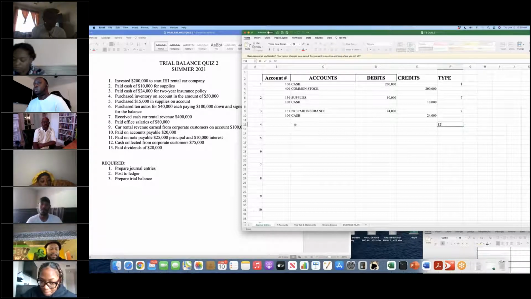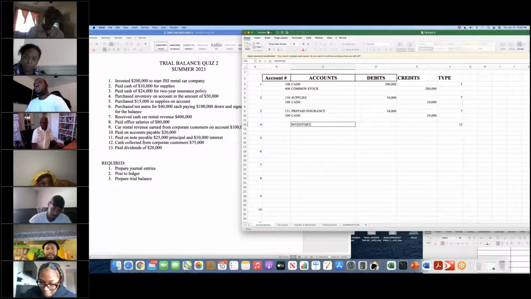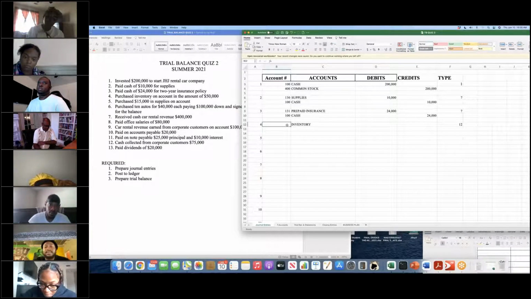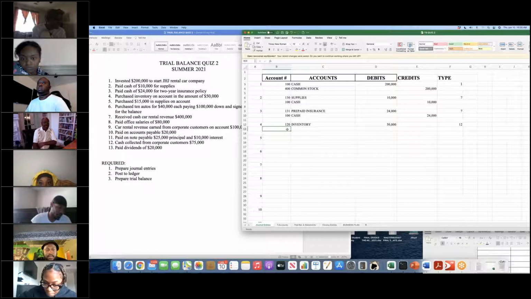What do we have in the 12? The asset purchase, right? What did we purchase? Inventory. What's our account number for inventory? 120. The amount was 50,000. Yep. And what are we crediting? Cash 100. Wait, accounts payable. Your accounts payable, what number is that? 301.